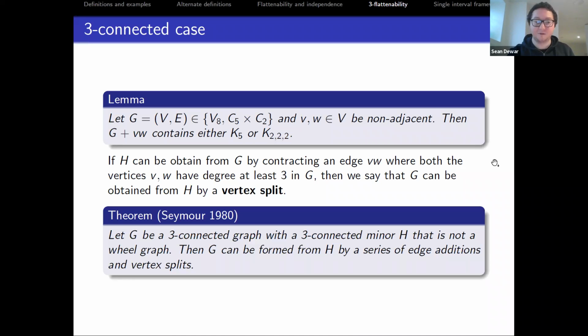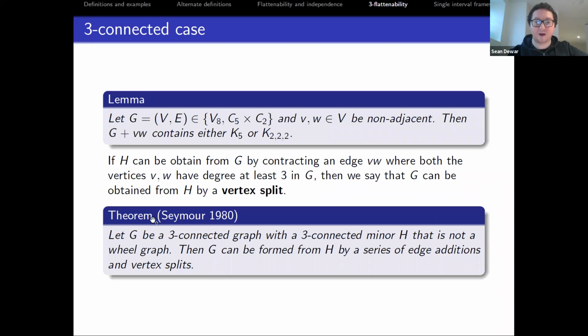Why have we done it this way? Well, there's this really nice theorem from Seymour in the 80s. It basically says if we have a graph G that's 3 connected and it contains a 3 connected minor H that is not the wheel graph. So that's our assumption: H is 3 connected, but it is not the wheel graph. Then we can always obtain G from H by a series of either just adding edges or these vertex splits. It's a bit of a strange theorem, but it's going to be very useful for us.